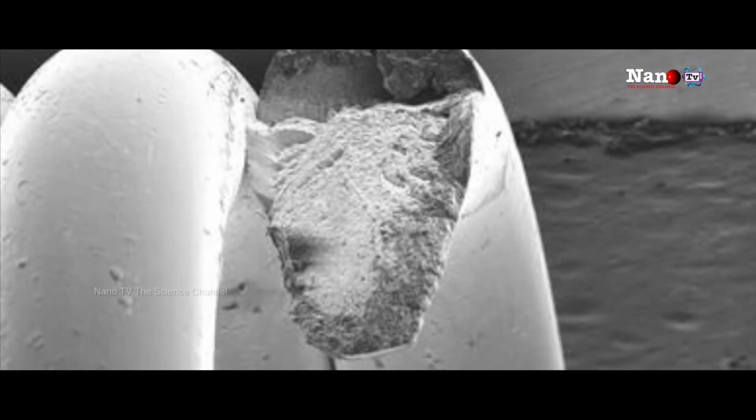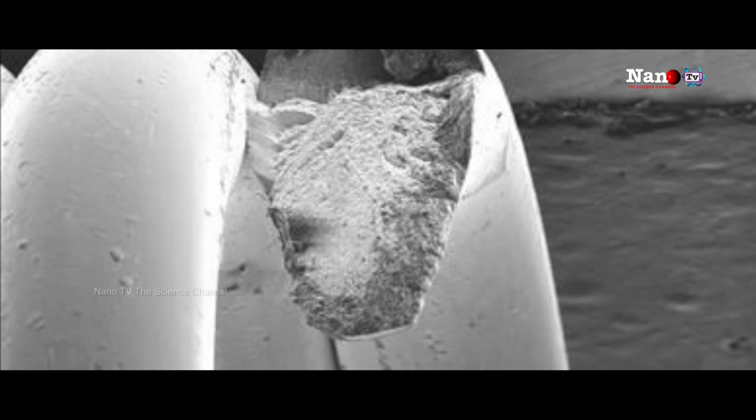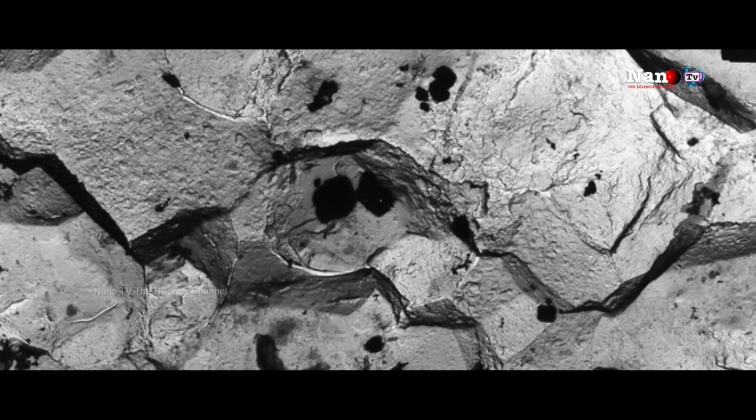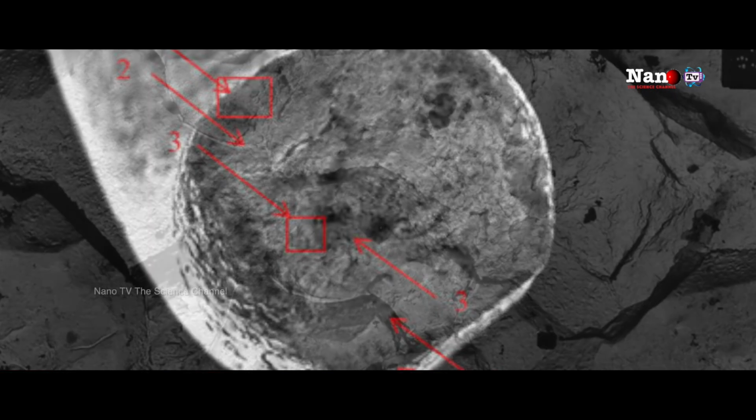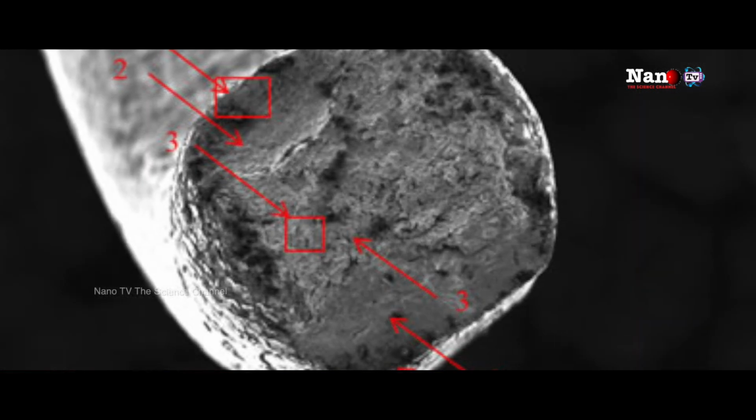Any material fails. Like if you take a pin and keep bending it like this, it fails. How do you understand how it has failed? If you study how it has failed, it is called fracture studies. That is very important in the scanning electron microscope.